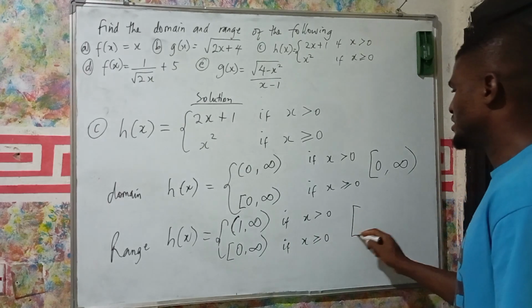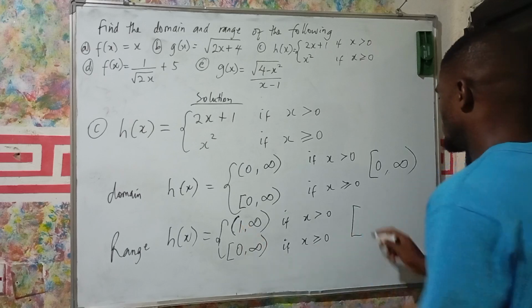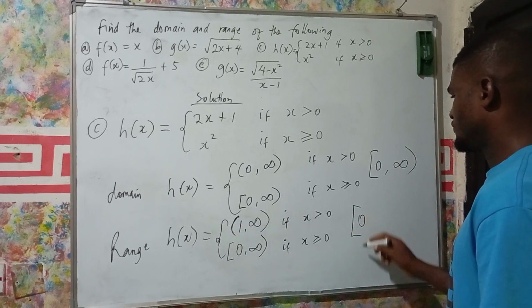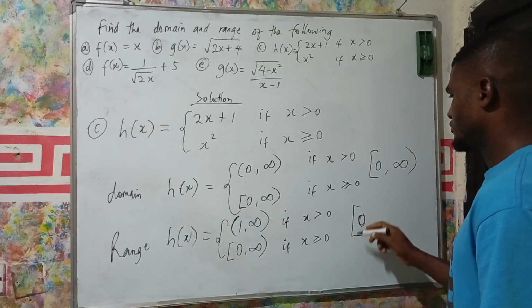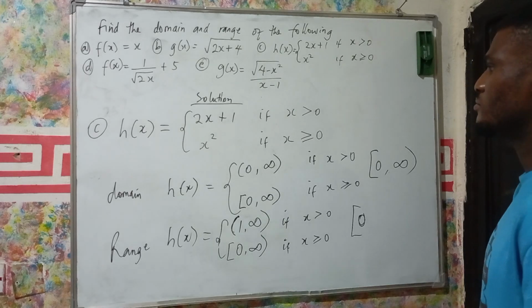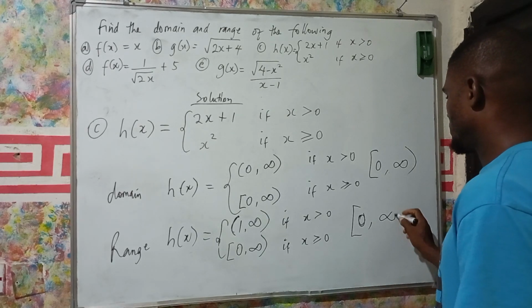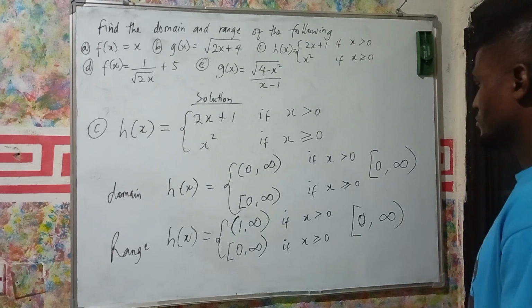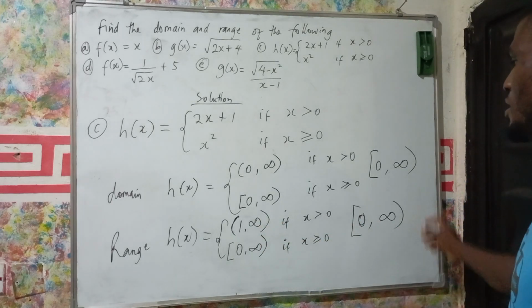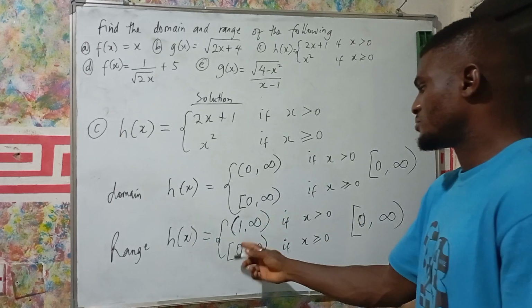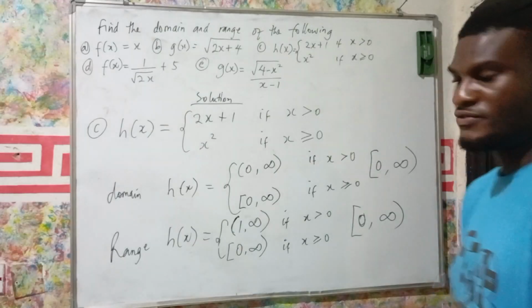So the range that we have here starts from 0 towards positive infinity. The range starts from 0 and moves towards positive infinity, because 0 here is also inclusive there.